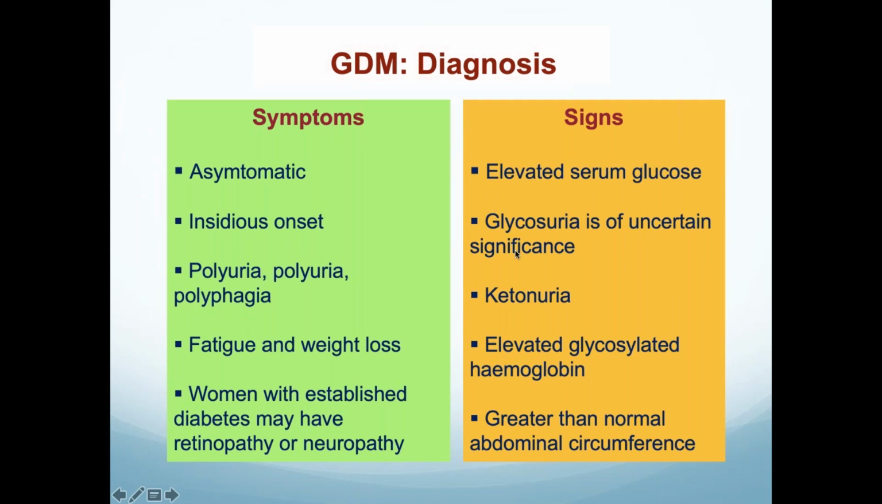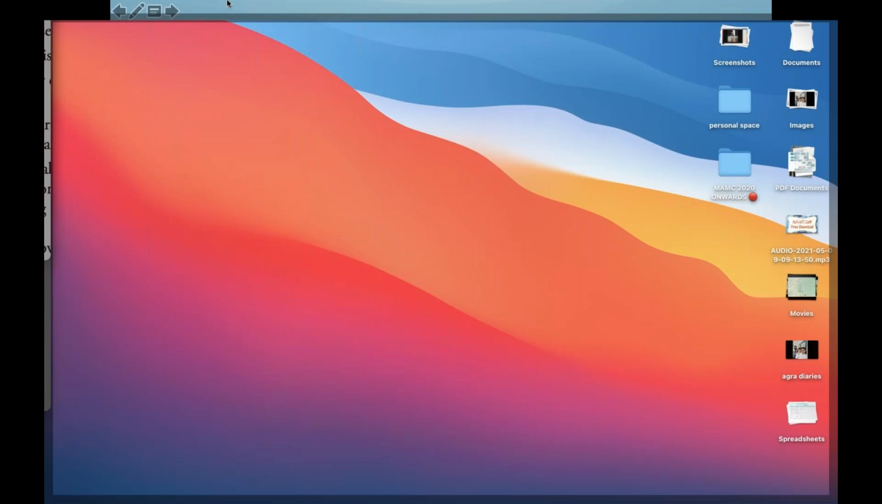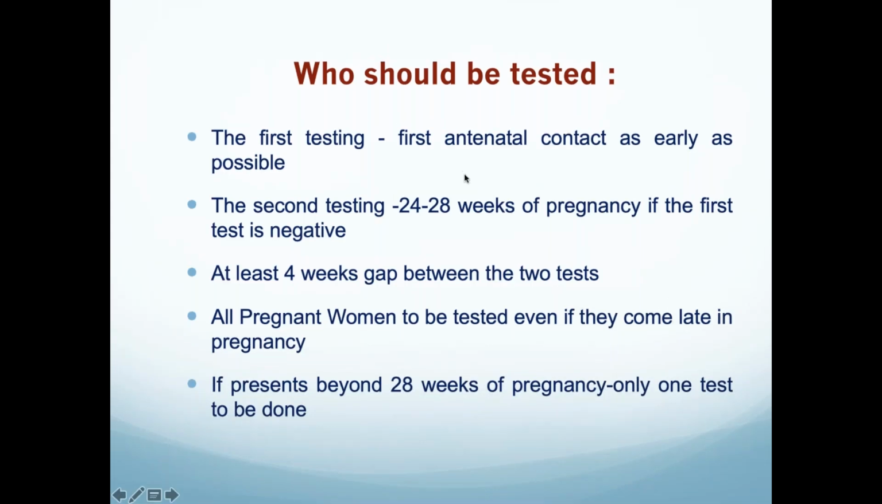And now what is the time frame when you will check for GDM? You have mentioned that the glucose challenge test will be done, but when will I check for GDM? You tell me. There is a patient who has come at 12 weeks of pregnancy for the first time to me in the OPD, and you've taken the history. History is completely negative, no history of diabetes in the past, no family history of diabetes. So will you do her glucose challenge test? Who should be tested?